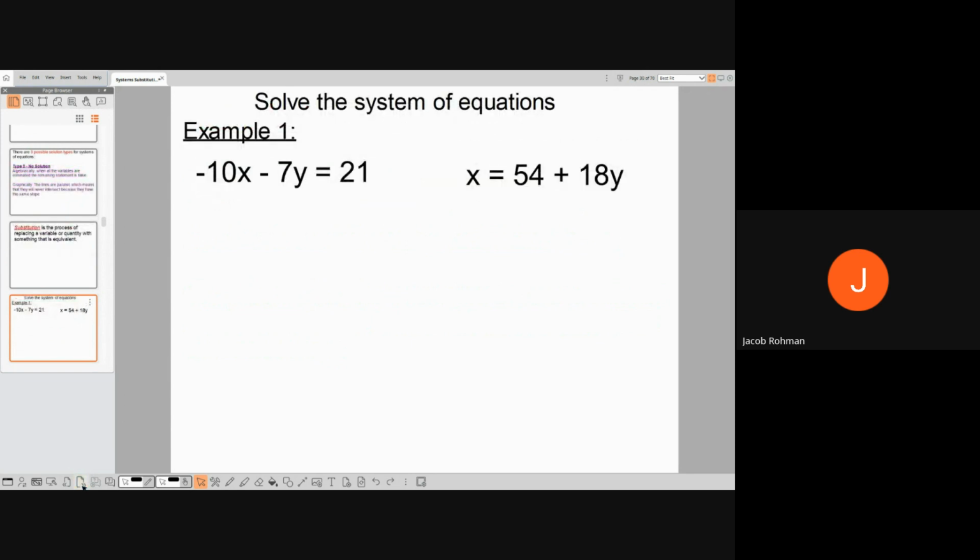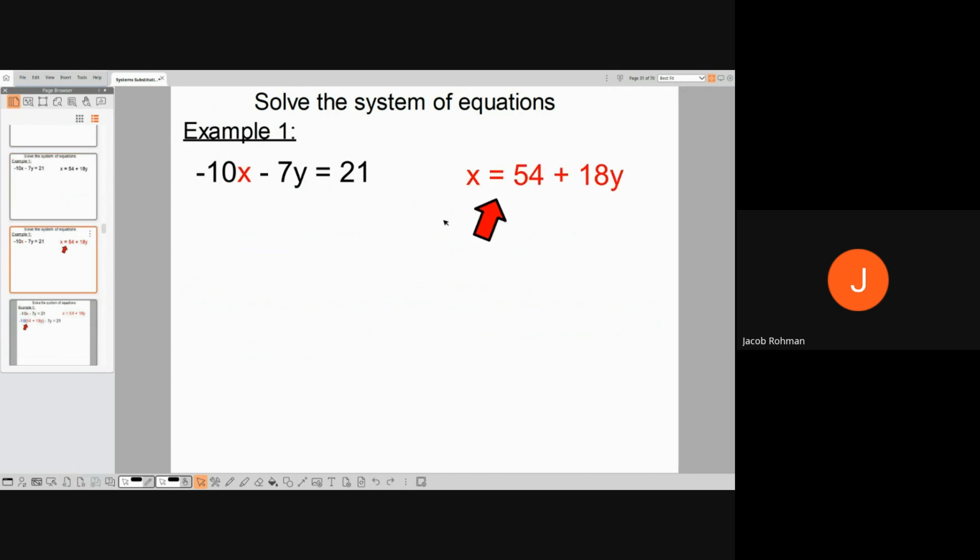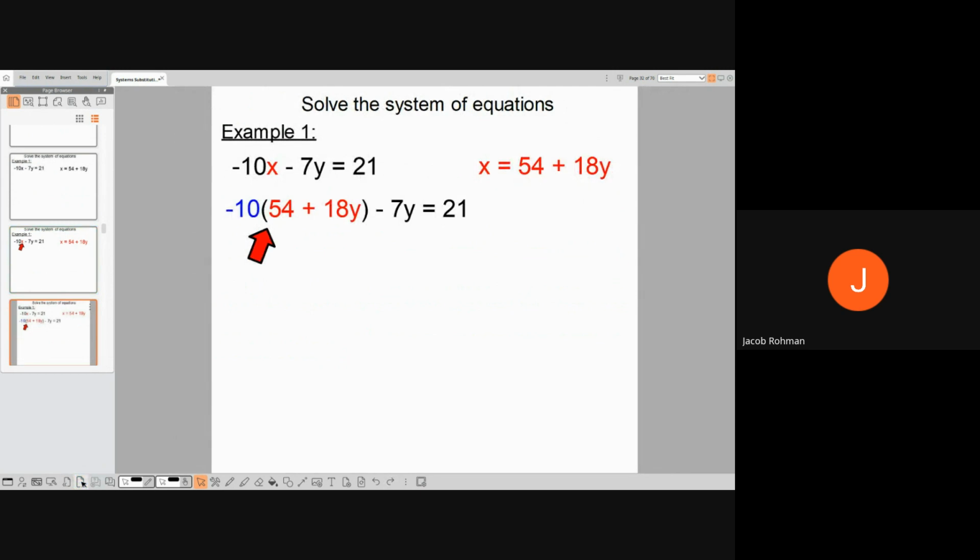Now, if we look at the system of equations in example 1, we can see that x is already isolated on the right, and we can use this 54 + 18y to replace the x here. Since we know x is equal to all this stuff, we can replace x with 54 + 18y. Notice how it went inside parentheses with the x being replaced in red, and the negative 10 that was out here is going to be multiplied to whatever's in the parentheses.